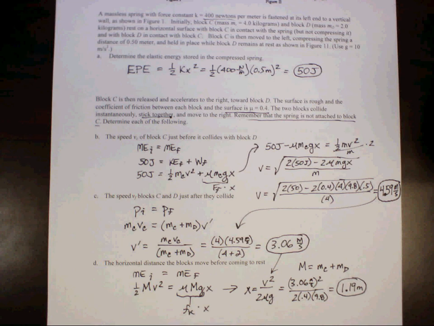I'm going to put this in focus so you can see the answers. If you fast forwarded to this point, now you're going to see all four answers: 50 joules for A, 4.59 meters per second for B, C is 3.06 meters per second, and D is 1.19 meters. Please check out the second video, which will be the key to question number 2.